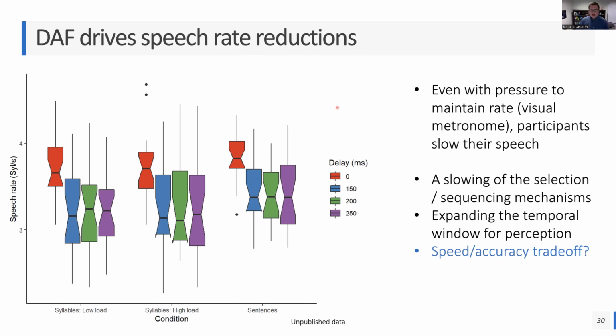So just a quick glance at that data, right? As I say, it's very much ongoing data analysis, but across the 3 different conditions, we have 3 syllable sequences here, 4 syllable sequences here, and sentences. We see consistent effects where delayed auditory feedback slows the participants down, even when we're giving them some pressure to maintain rate with these visual signals. We think this is a slowing of the selection and sequencing mechanisms. It may give the subjects a little bit of an extra window to hear the feedback they're expecting at the time they're producing those sounds. And this is probably evidence of a speed accuracy trade-off, which is something we're actively investigating.